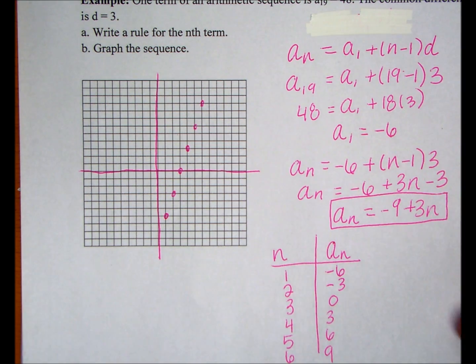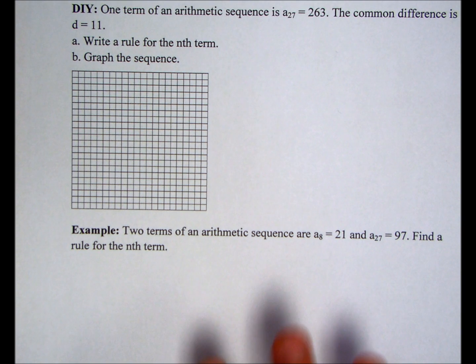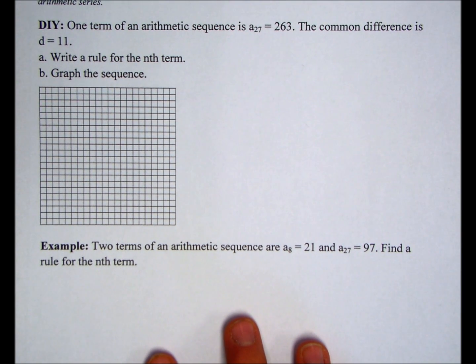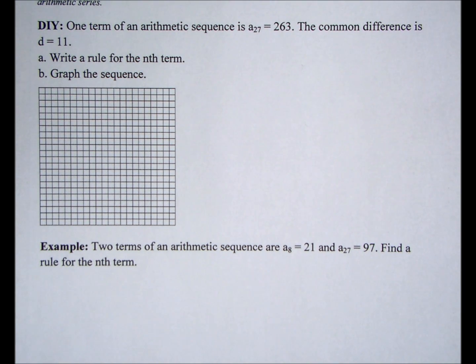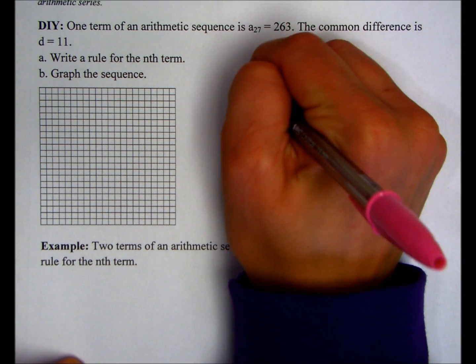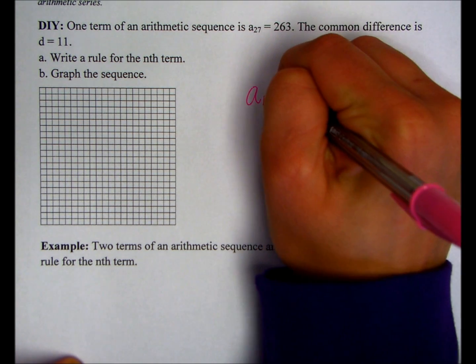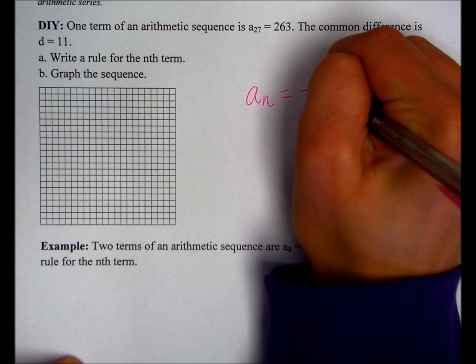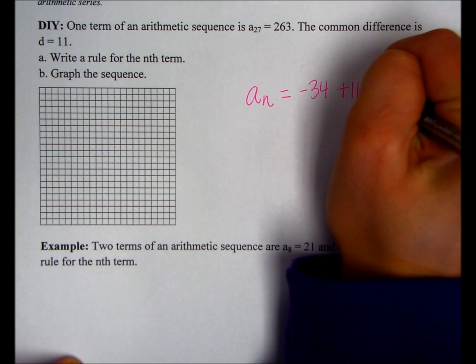If you flip over to the next page, you do have a do-it-yourself here. So I'll give you the rule, and I will let you graph that on your own. So you should get your final answer for your rule is a sub n equals negative 34 plus 11n.